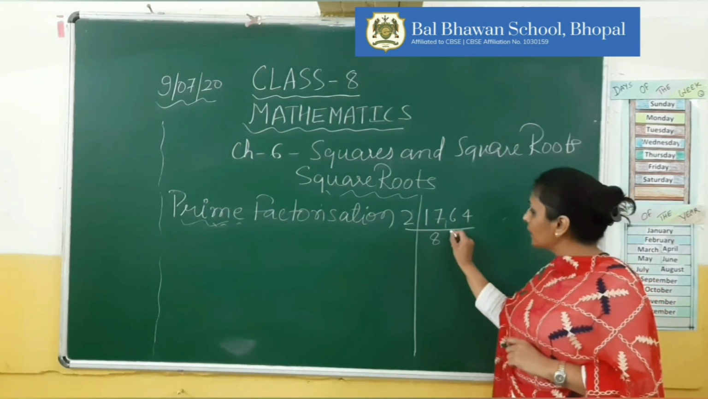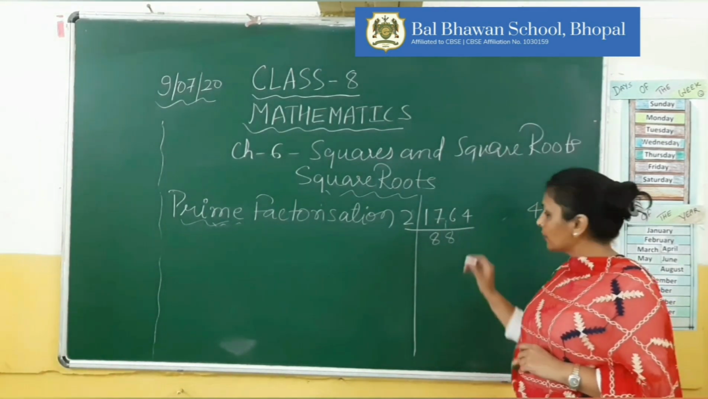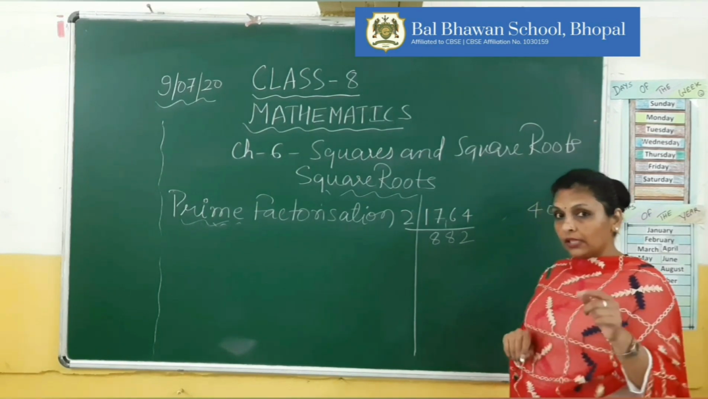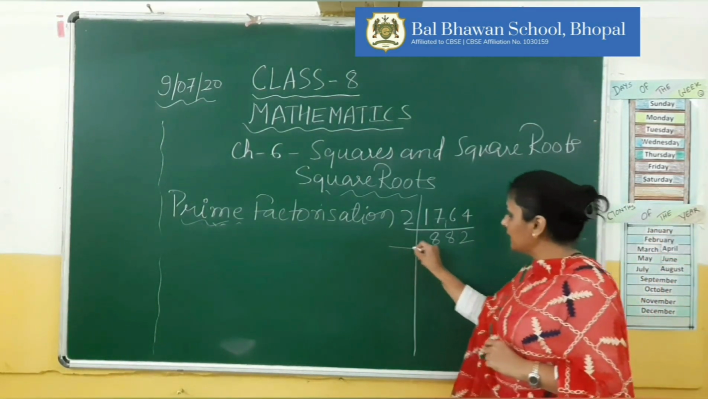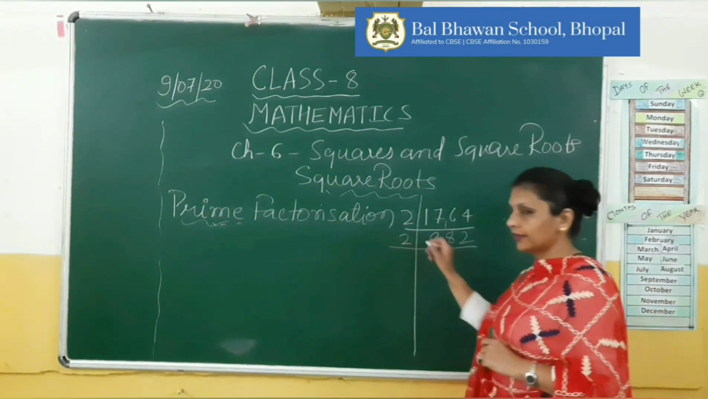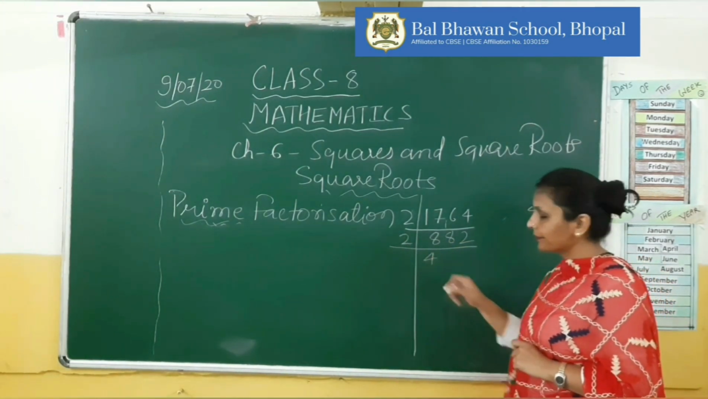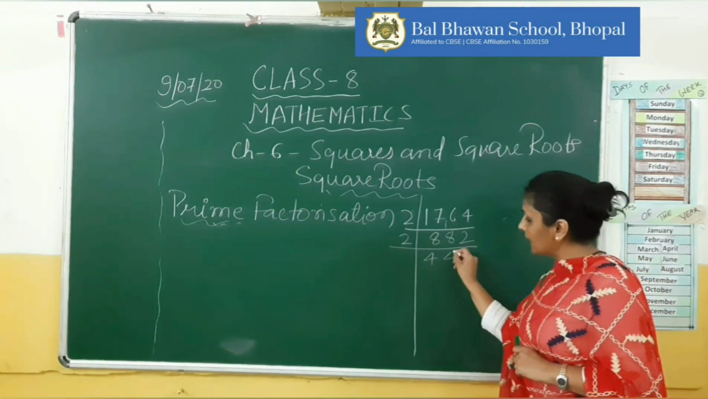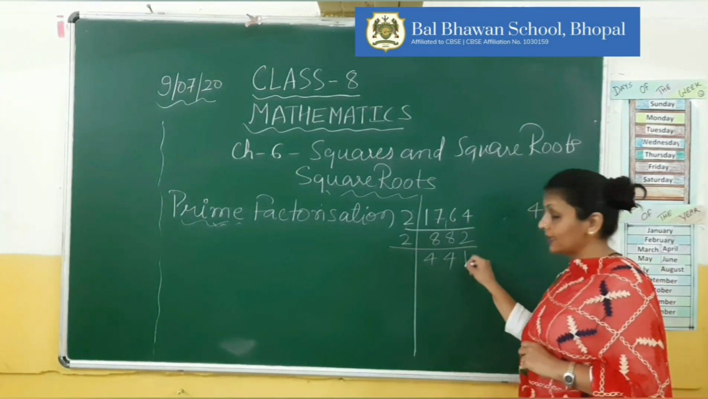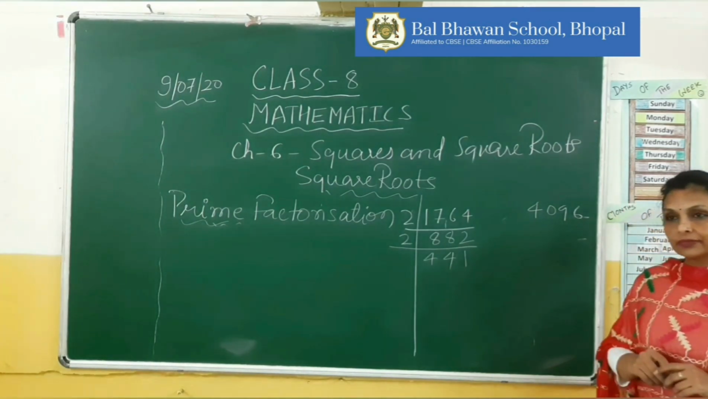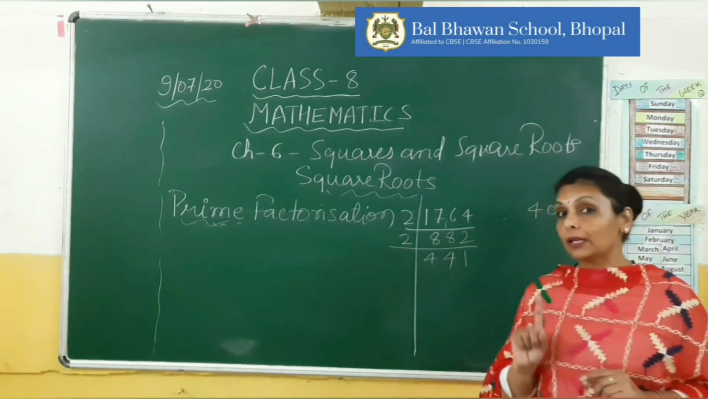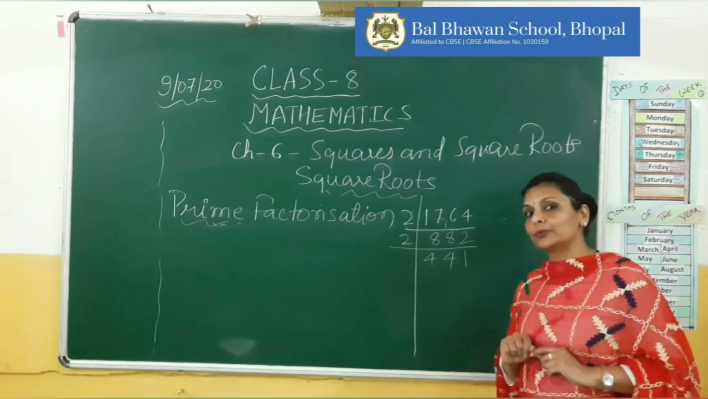Again 16. 2 8s are 16. 2 2s are 4. Children, again this number ends with 2. Means it is divisible by 2 only. Right? So 2 4s are 8. 2 4s are 8. 2 1s are 2. Now we got 441. It ends with 1. That means this number will not be factorized with 2.